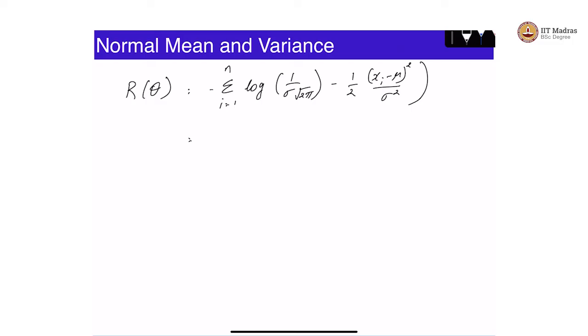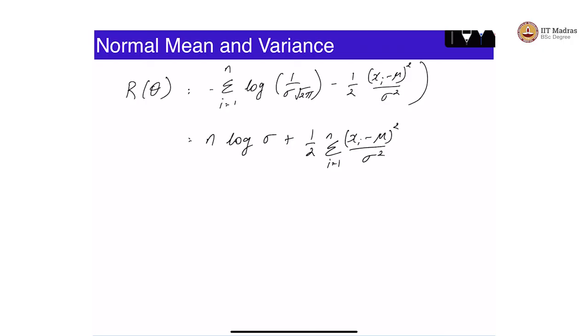But you can ignore the 1 by root 2 pi because it is a constant. So you end up with n times log sigma, since you have 1 by sigma and the minus cancels out, plus half sum over i equal to 1 to n of xi minus mu the whole squared by sigma squared. The sum and the parameter sigma look confusing, but this is your R of theta.